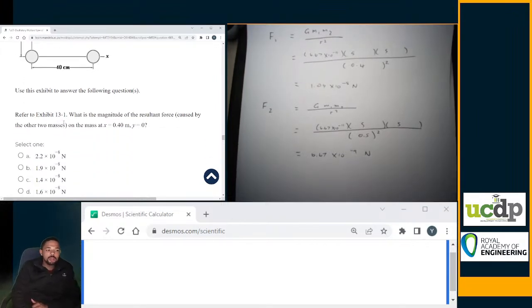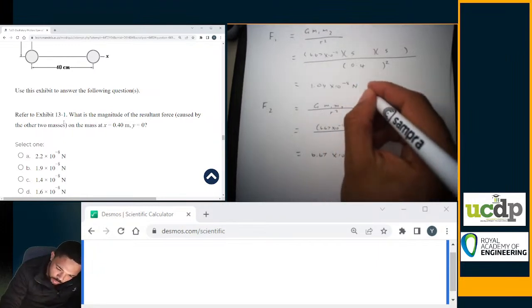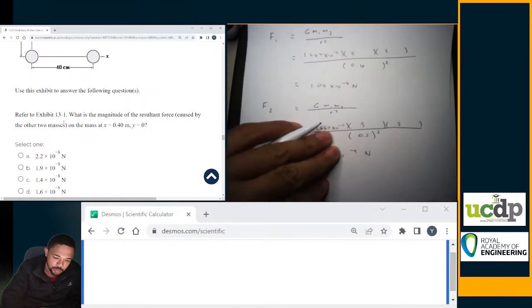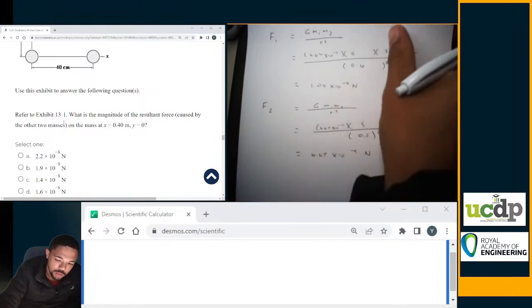They want the magnitude of the resultant force. Okay, so now you have two forces, one to the left and one to that side. Okay, now you can, of course, draw a triangle with these forces and find the net force.